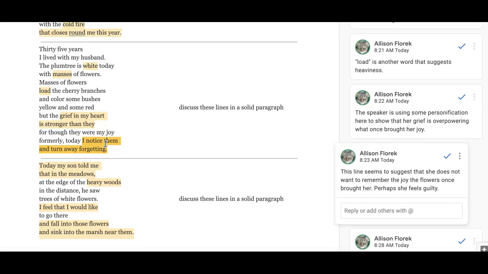Maybe she's feeling guilty for the joy that they used to bring them and maybe starting to experience that joy again. And she doesn't want to experience that given the sadness she feels over the loss of her husband. Now, as you're thinking about writing your second body paragraph here, you want to again look at some of the specific language that's being used, what tone that language is creating.